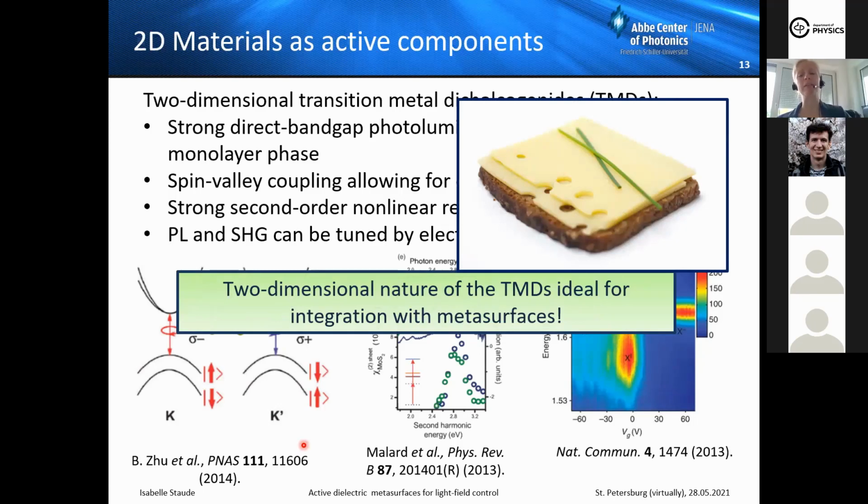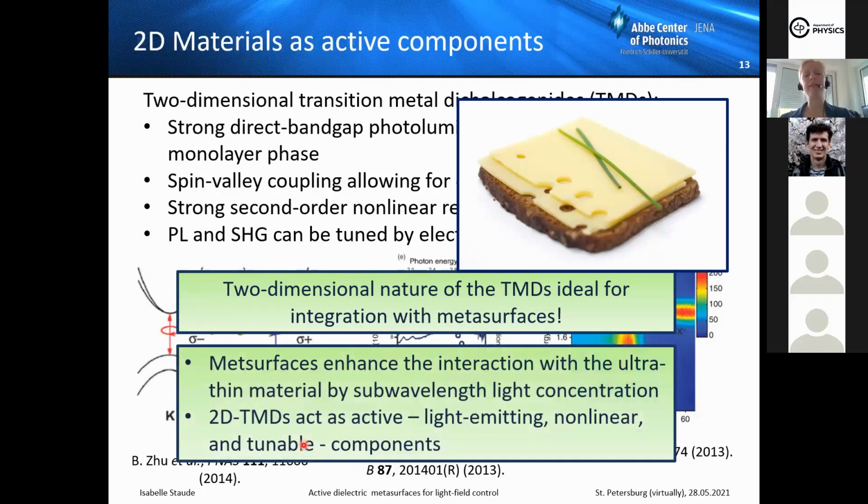So it's basically like putting a slice of cheese on a bread. Here it's a double layer, but I mean, this is only the conceptual image. The monolayer would be a very much thinner slice of cheese compared to the thickness of the metasurface, because it's really just below 1 nanometer thick, whereas the metasurface is typically on the order of 100 or a bit more nanometers thick.